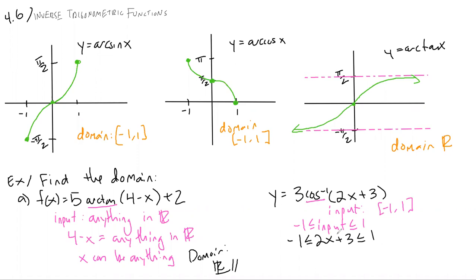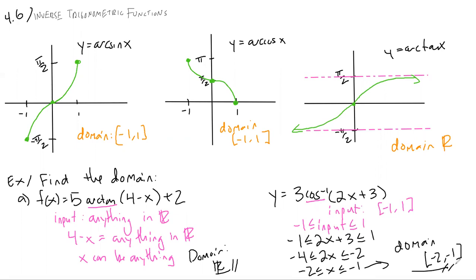And we just solve this like we would an equation. I'm going to subtract 3 from all sides to get -4 is less than or equal to 2x is less than or equal to -2. And so -2 is less than or equal to x is less than or equal to -1. So my domain is going to be this interval -2 to -1. So that's how we find these domains, just setting up some inequalities, unless it's tan, in which case it's anything.